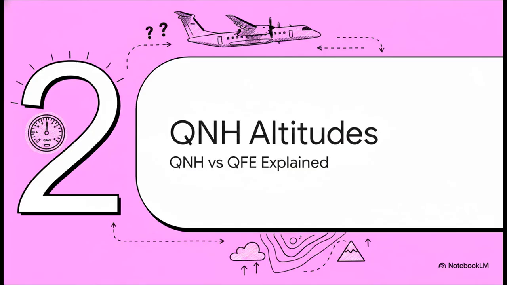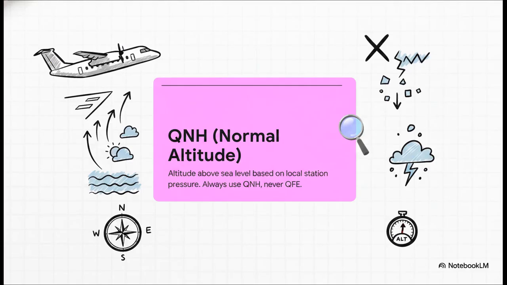Section 2, QNH versus QFE altitudes. Now, let's use another incredibly helpful trick here, the QNH versus QFE rule of thumb. Listen, all FMS arrival procedure altitudes are based on QNH, absolutely never QFE. Just think of QNH as normal. It stands for your altitude above sea level, your MSL altitude, and it's literally required for all FMS procedures.